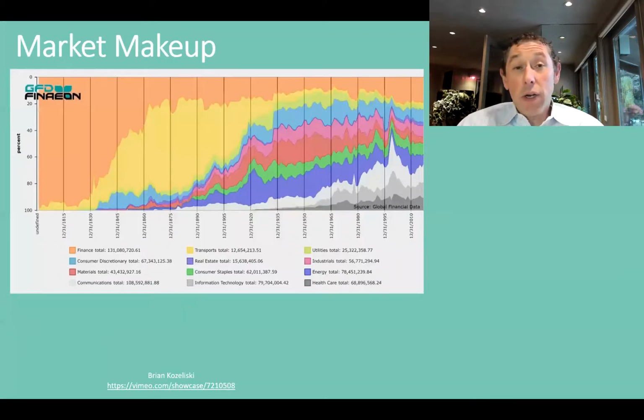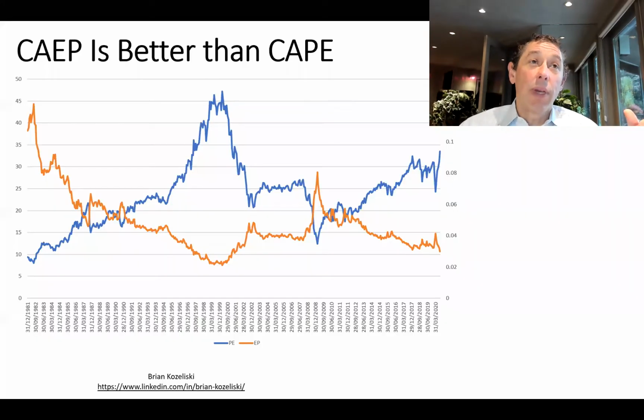Now, yet another criticism is that the makeup of the economy, the market, the companies in it, how we produce things has changed dramatically over time. So again, it makes comparisons across time very difficult.